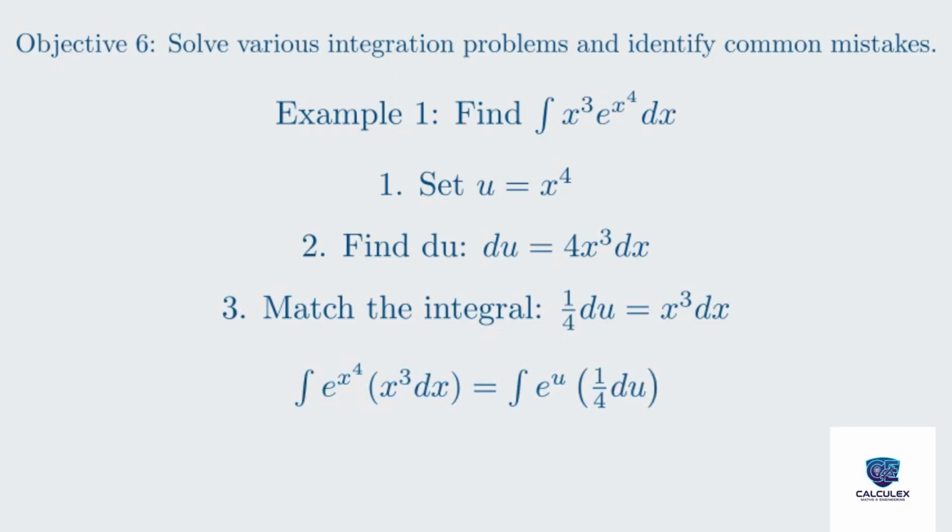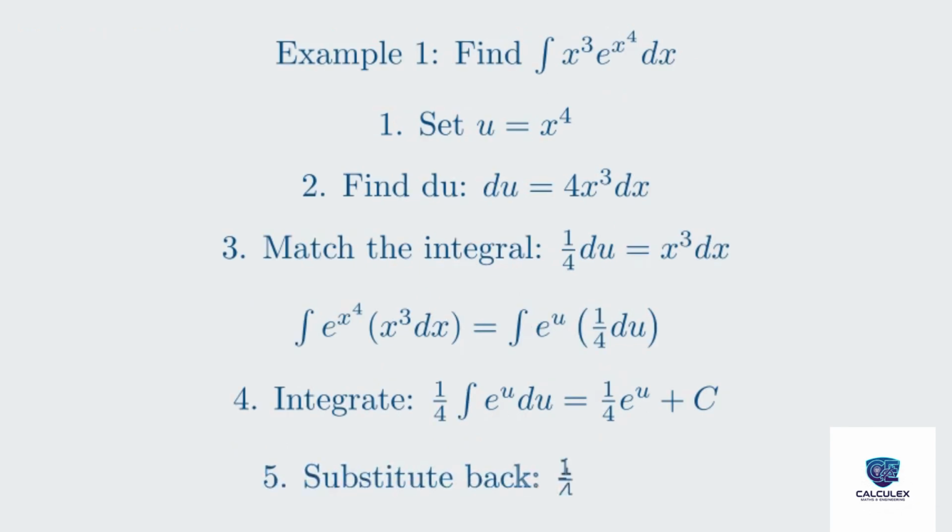And what's the integral of e to the u? It's just e to the u. The 1/4 is a constant multiplier. So we have 1/4 e to the u plus our constant of integration. The final step is to substitute x to the fourth back in for u. Our answer is 1/4 e to the power of x to the fourth plus c. Excellent. That's a textbook U-substitution problem.